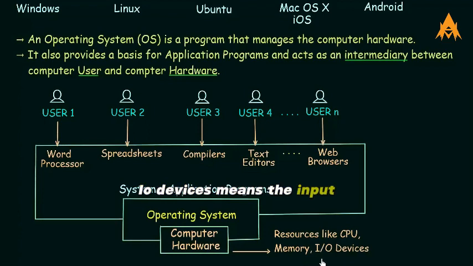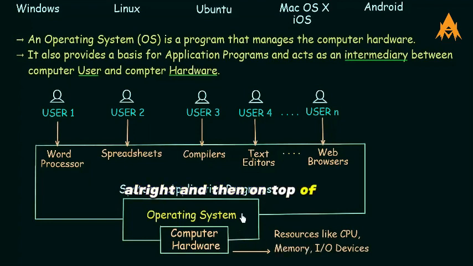I/O devices means input/output devices. These are the devices that you use either for giving input to your system or for getting output out of your system. Examples of input devices include keyboards, mouse, and microphones. Output devices are the devices that you use for getting output out of your system, like monitors or speakers, which show you or let you hear the output. All these things fall under computer hardware, so we generally refer to them as resources.